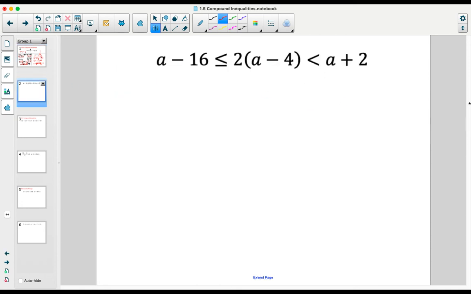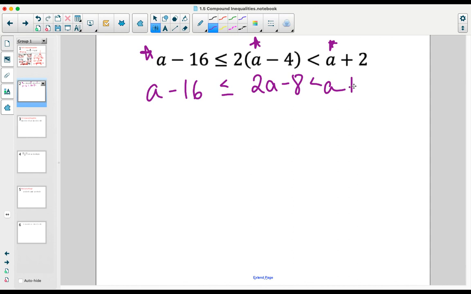Looking at another "and" example, it's possible that the variable that you're attempting to solve for could be in one or multiple places in the inequality. In this case, we see the a in 3 different places. We've got an a here, we've got an a here, and we've got an a here. Because we're trying to solve, it probably wouldn't be a bad idea to begin by distributing. And I end up with an inequality that looks like this.